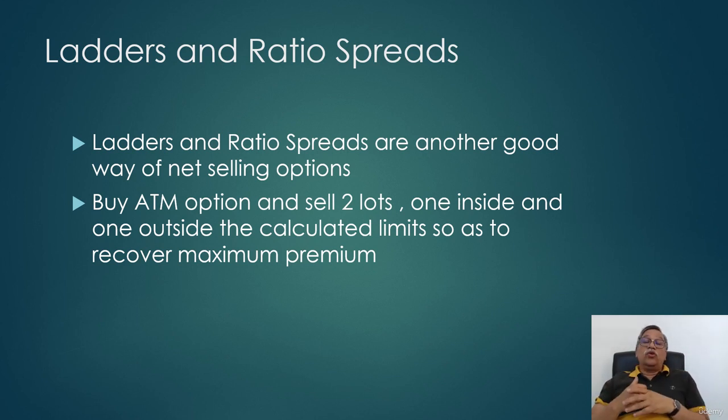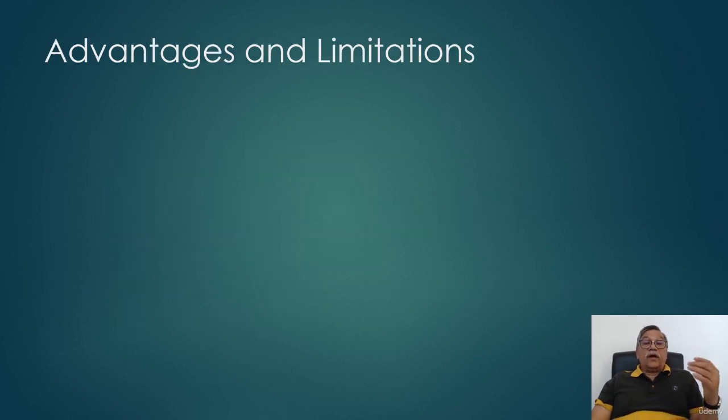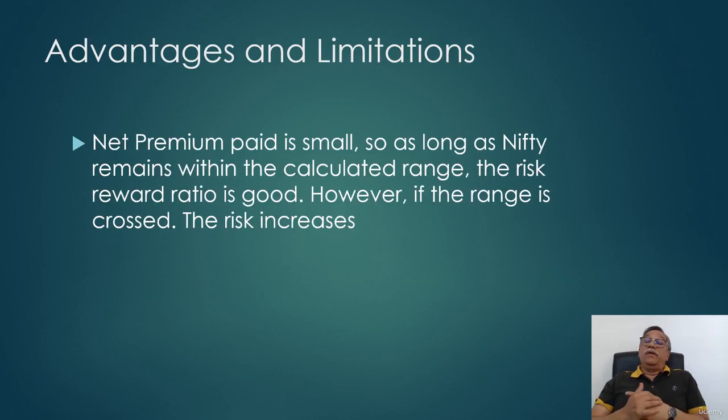Same thing you can even do with the puts. Buy at the money put and sell two puts below the lower limit. Okay, so this is another good strategy. Or instead of 1:2, you can do it 2:3 if the premiums permit that. So both the things you can do. All right. What are the advantages? Net premium paid is small.